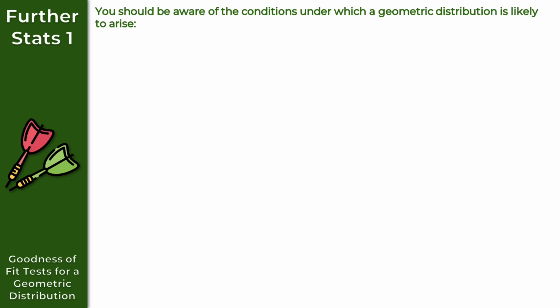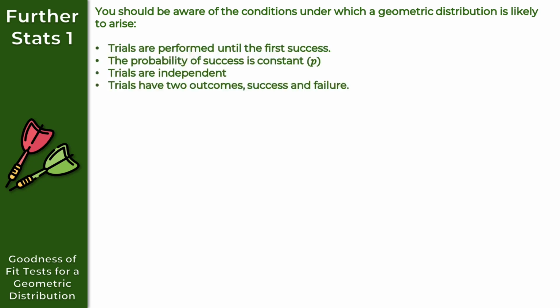In this video, we're going to take a look at goodness of fit test for a geometric distribution. To start off with then, you should be aware of the conditions under which a geometric distribution is likely to arise. As you can see here, these are the four key conditions under which a geometric distribution is likely to arise. So what do we have here?